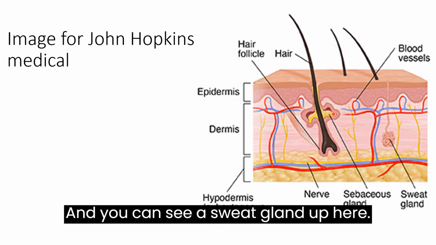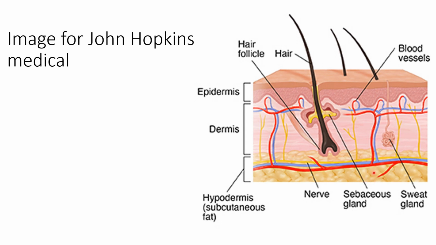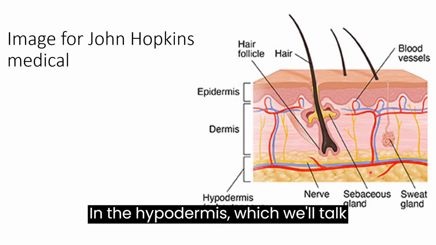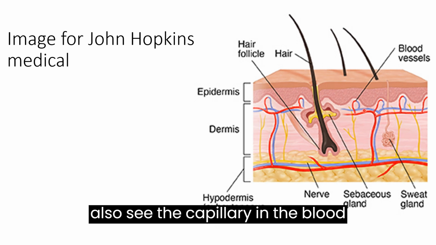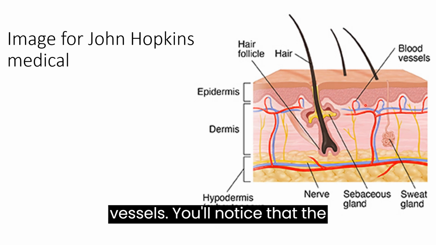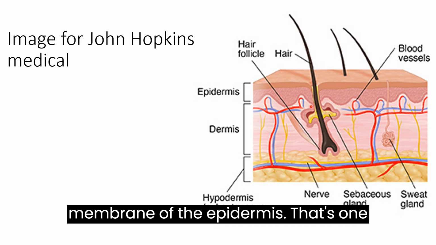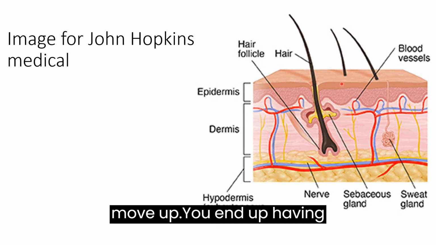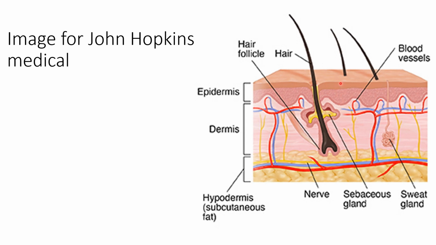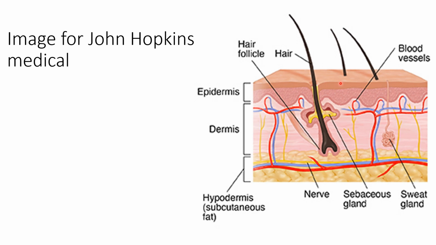And you can see a sweat gland up here. Now you do have some sweat glands that are in the dermis. You will find a few in the hypodermis, which we'll talk about later. And you can see some free nerve endings coming up here. You can also see the capillary and the blood vessels. You'll notice that the capillaries here feed the basement membrane of the epidermis. That's one of the reasons why, as cells divide and move up, you end up having less nutrients to it, and so they tend to pretty much die off.